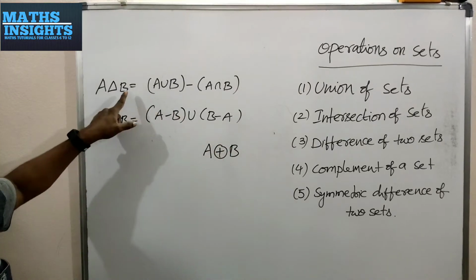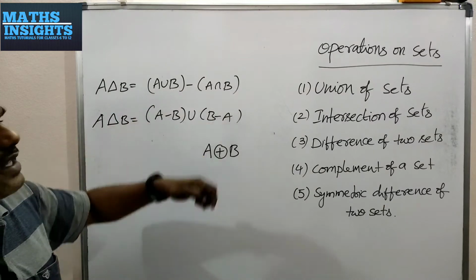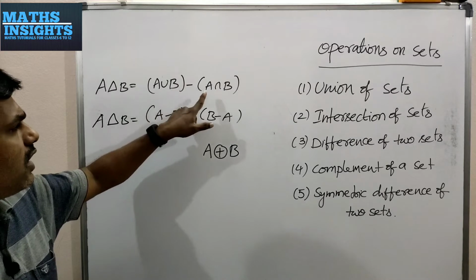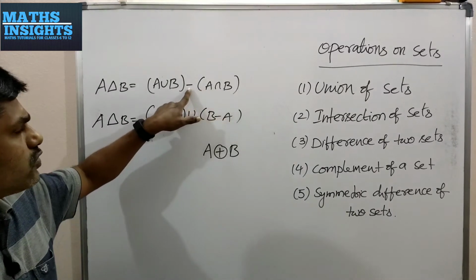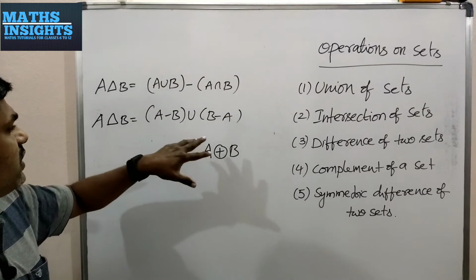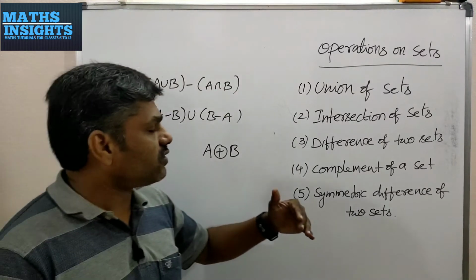It is defined as A union B minus A intersection B. You know how to find A union B and A intersection B, and also you know how to subtract a set from another set. In this way you may find the symmetric difference of two sets.